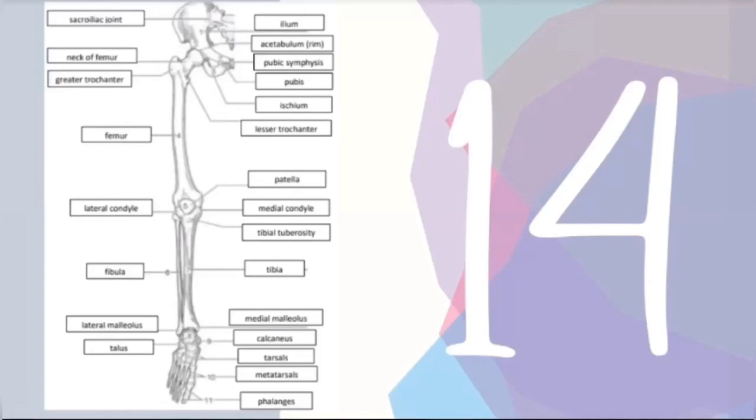And lastly is the talus. It is a small bone that sits between the heel bone or the calcaneus and the two bones of the lower leg, the tibia and fibula. The talus is the main connector between the foot and leg, helping to transfer weight and pressure forces across the ankle joint.